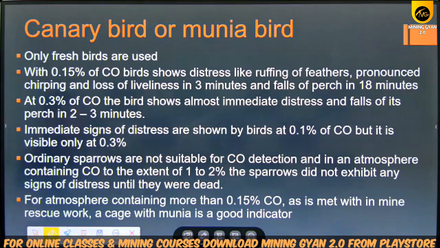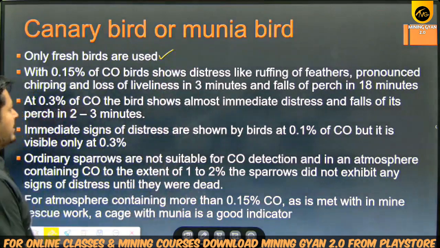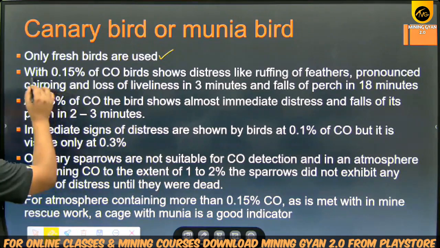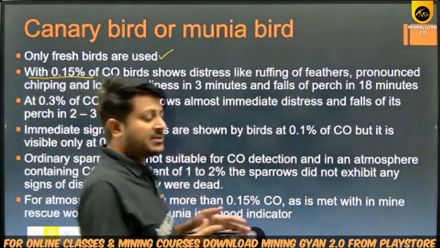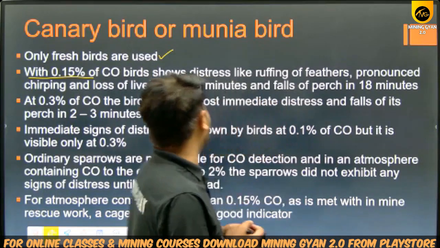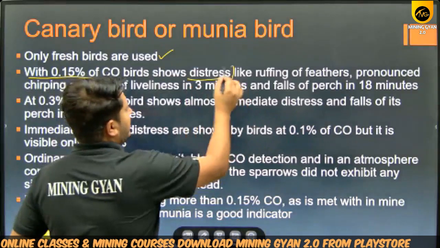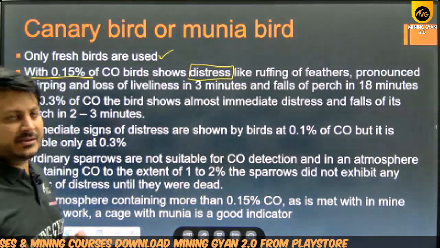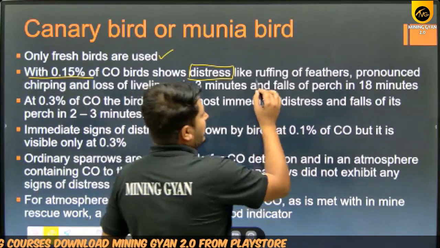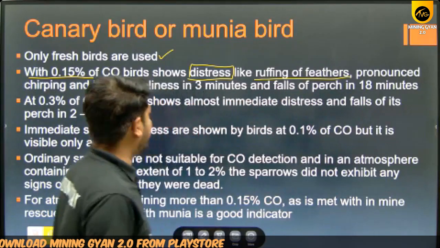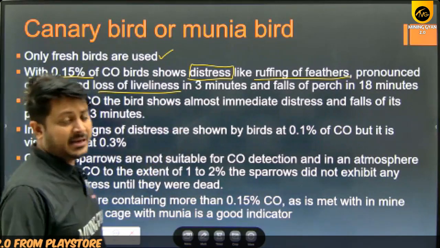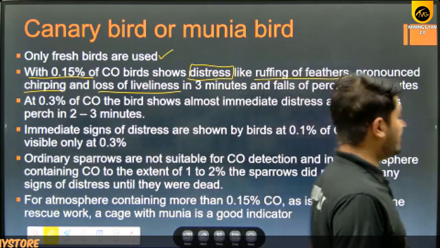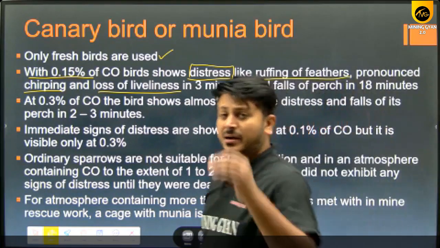Now if we talk about the lal munia bird, it is said that we have to only use fresh birds for the detection of CO. If the percentage of CO is 0.15%, at that time these lal munia birds show some sort of distress. You will be able to see some distress in them, like roughing of the feathers, pronounced chirpings, and the loss of liveliness in 3 minutes, and after approximately 18 minutes, they will fall from the perch on which they are sitting.